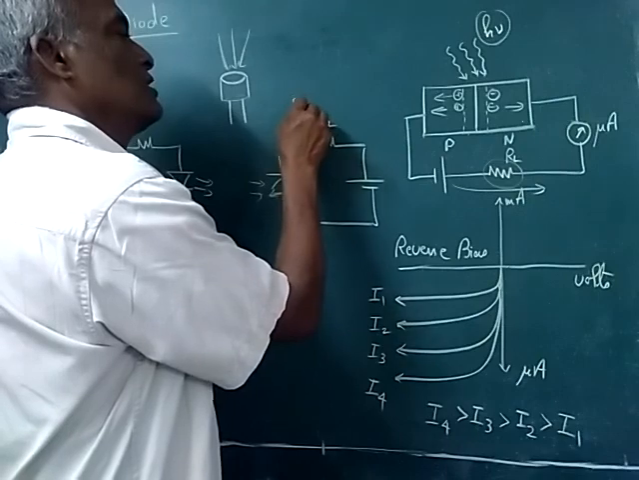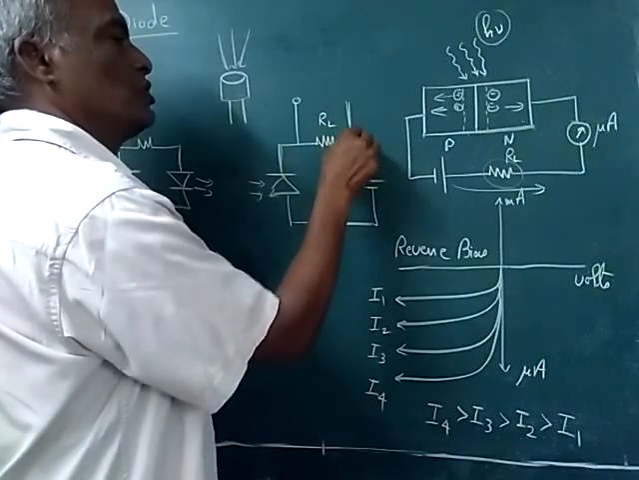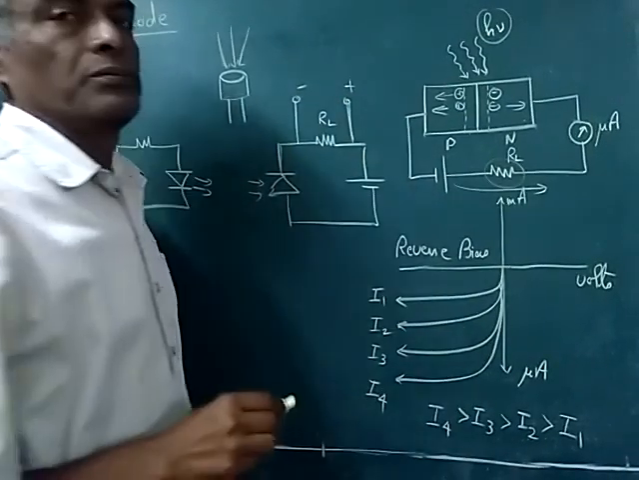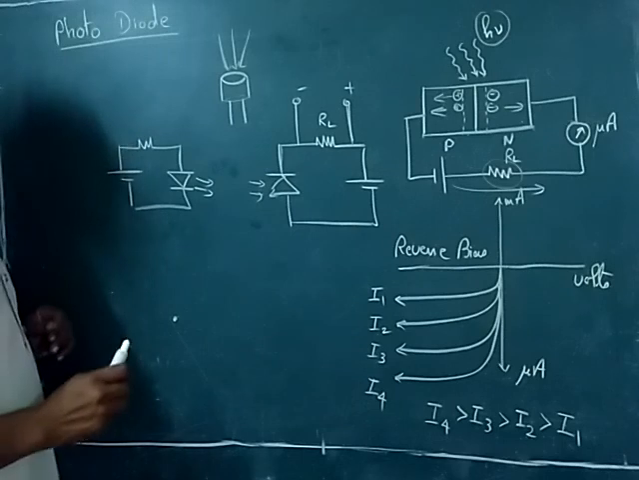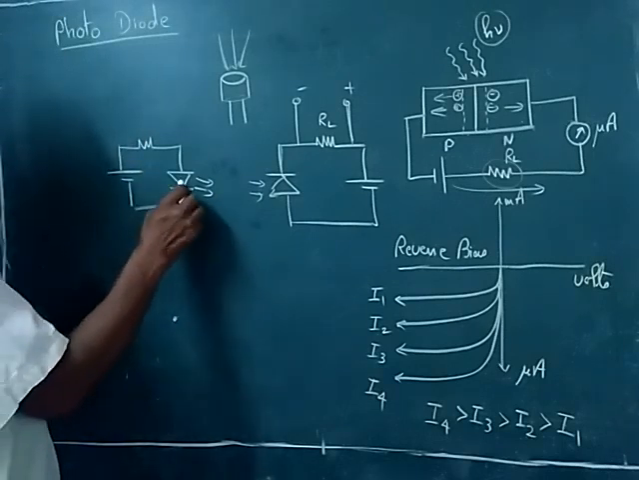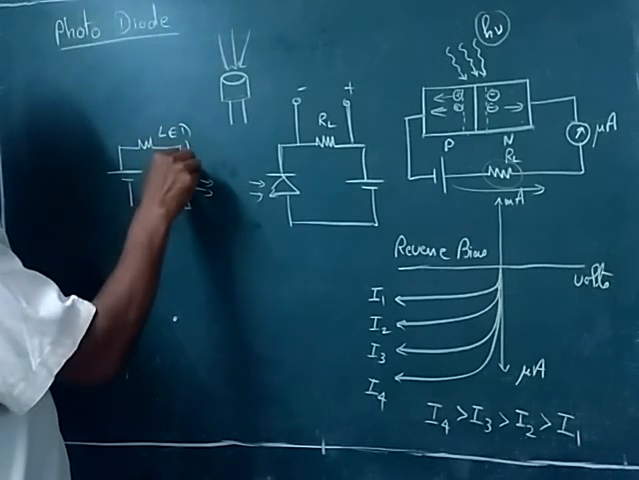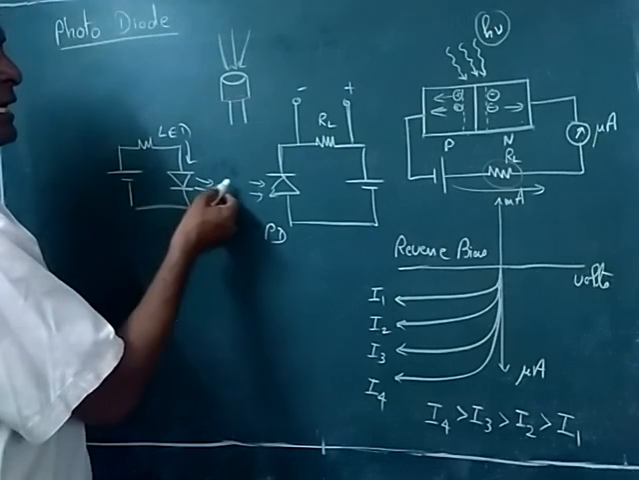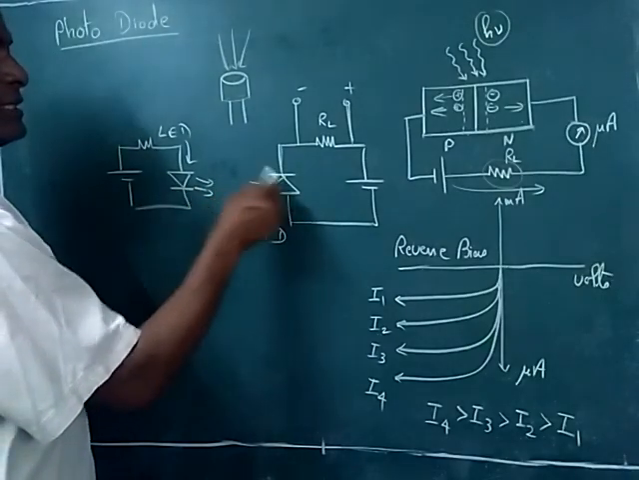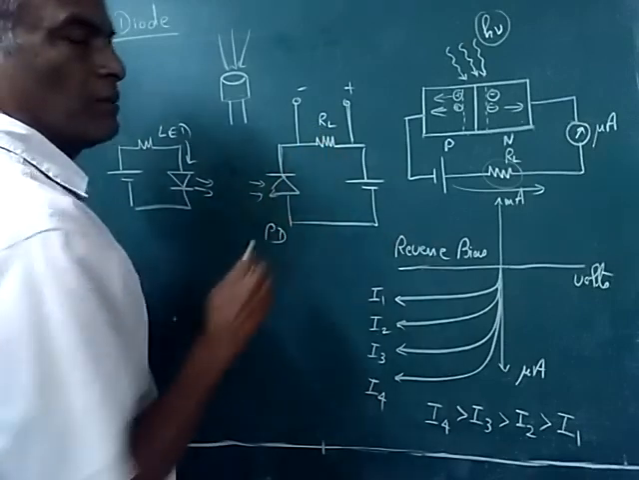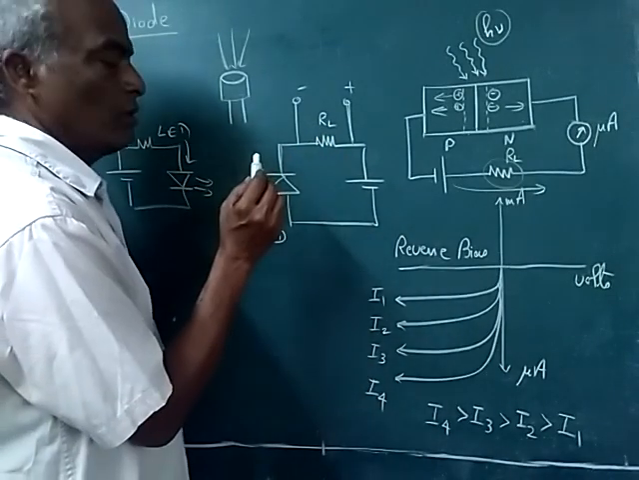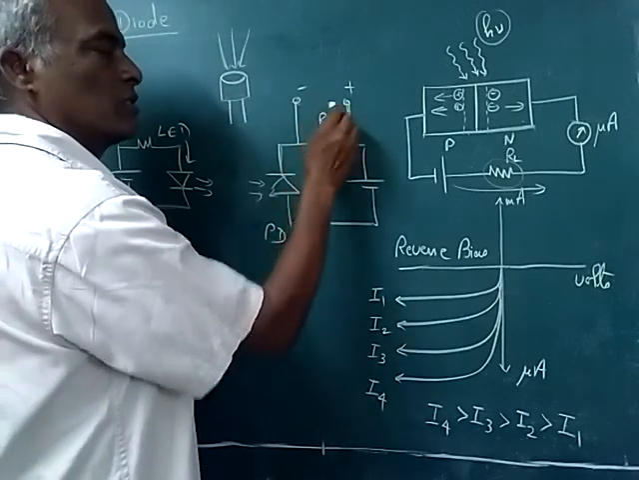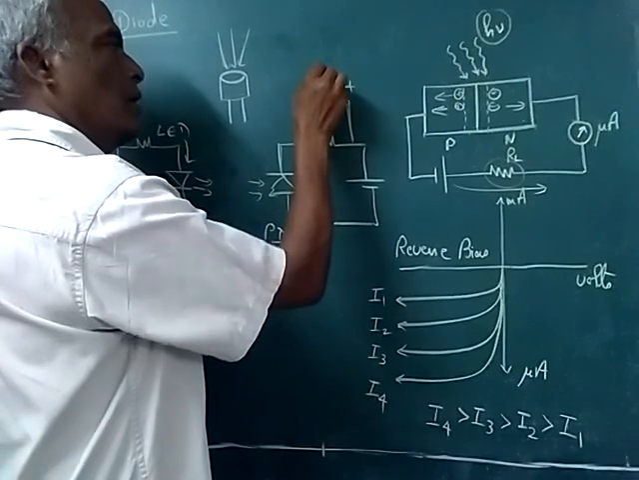Initially, you are measuring the potential difference between these two points. This is positive and this is negative. This is the LED and this is the symbol for the photodiode. Now the LED emits light and it is received by the photodiode. Normally, assume some current is flowing in the circuit. Because of the current, assume the voltage drop across this resistance is, say, 10 microvolts.